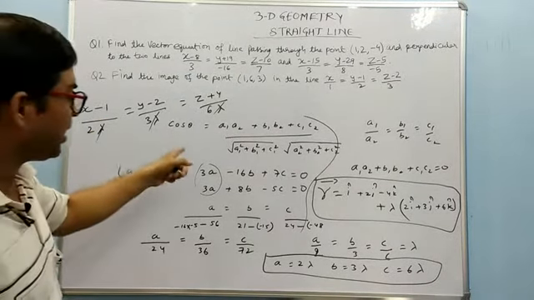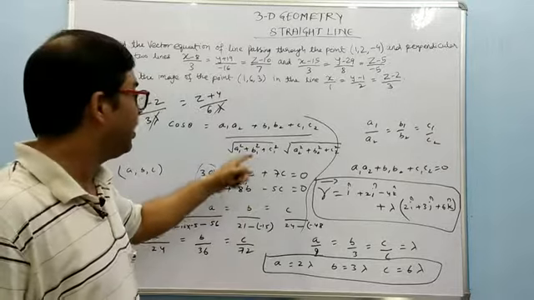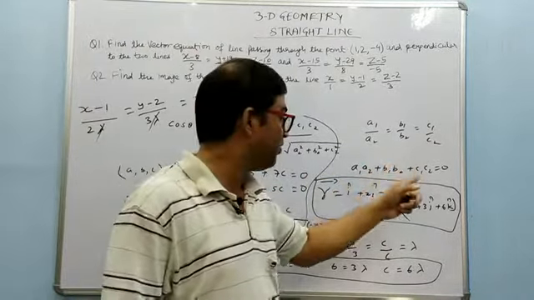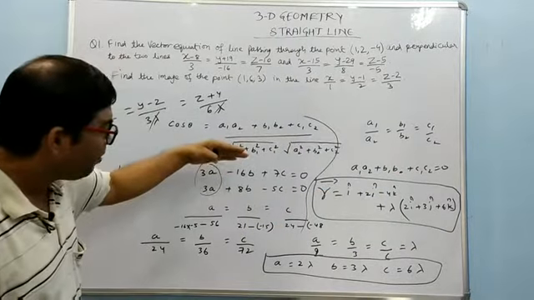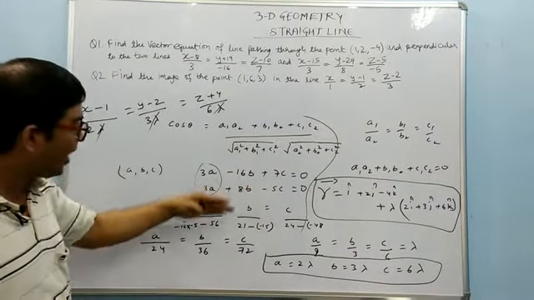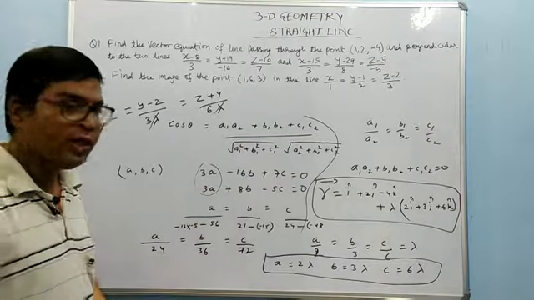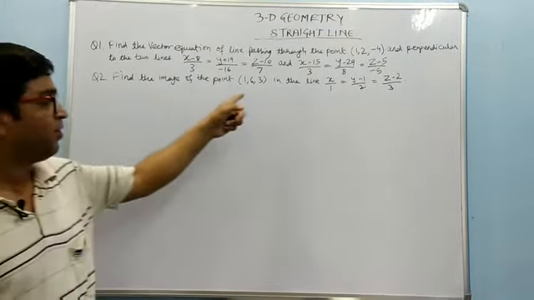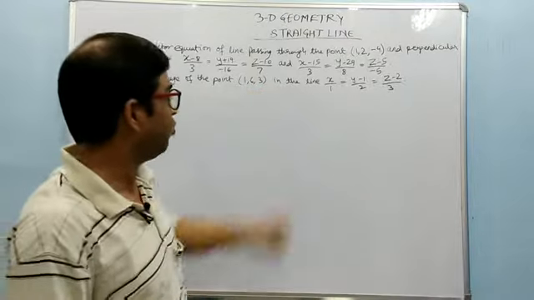So a very important concept we have used here: for two lines to be perpendicular, a1 a2 plus b1 b2 plus c1 c2 is 0. We just made use of that property, got the unknown thing and got the equation. Now jump to question number 2. Find the image of the given point with respect to the given line.